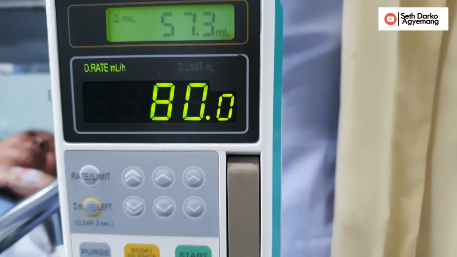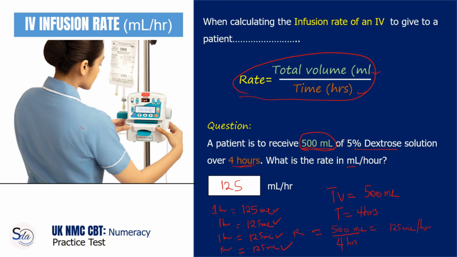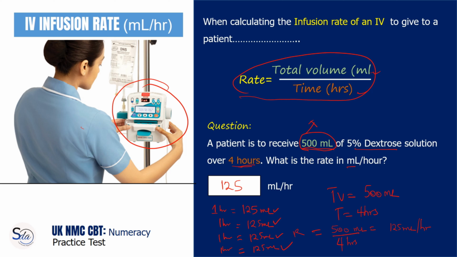One important thing I want you to keep in mind is that when we say the rate in ml per hour, it means the IV fluid is going to be run in an infusion pump. As you can see here, this happens to be an infusion pump. Most times, once you put the volume of the medication and the time in the pump, it will automatically calculate the rate for you. But remember, in the CBT exams, you're not going to get a pump, so you've got to do the calculation by yourself.